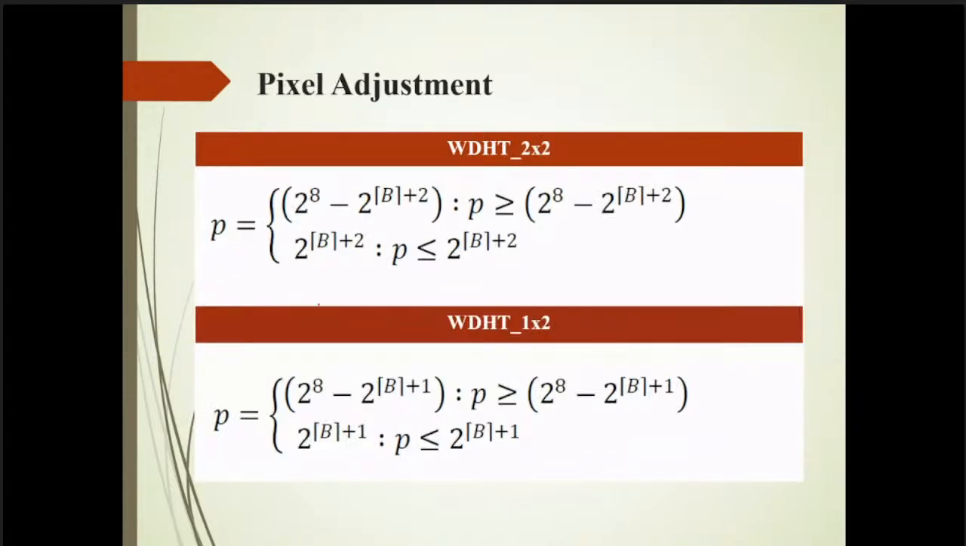And these are some of the pixel adjustment methodologies we have used here. I'm not going to discuss them in detail. Why have we used 2 to the power 8? It means that whatever I have embedded, only after that bit towards the MSB, I have gone for adjustment.